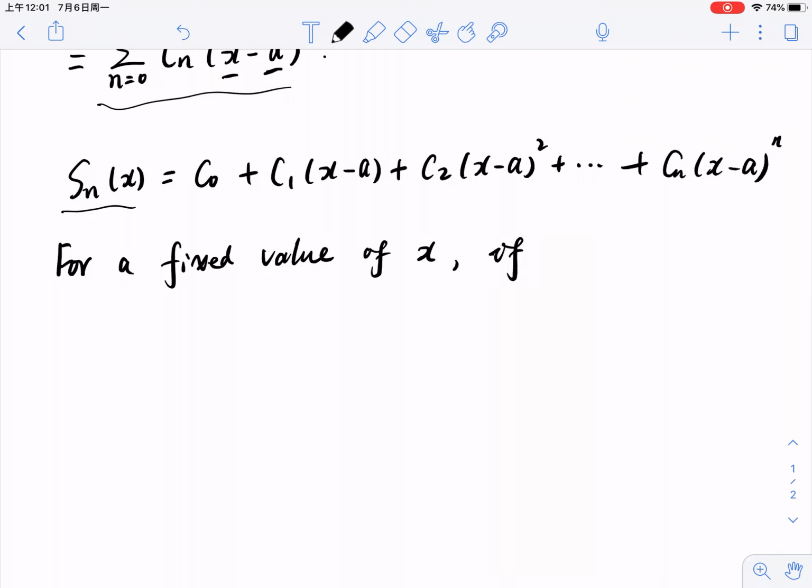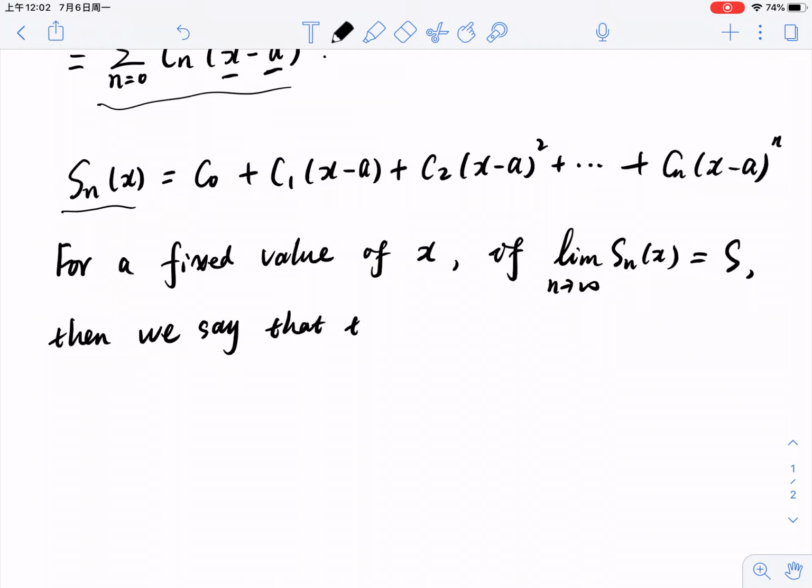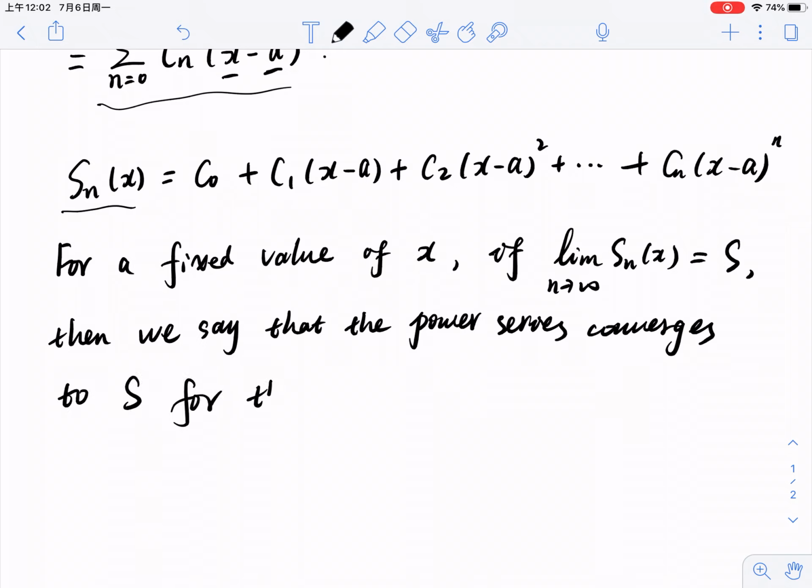So if the limit of sn(x), as n goes to infinity, is s, then we see that the power series converges to s for these values of x.